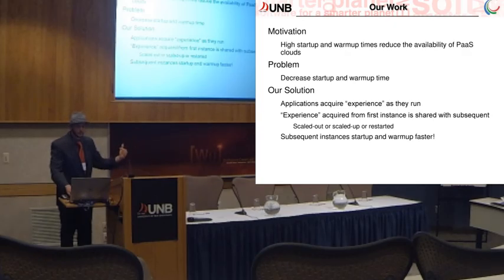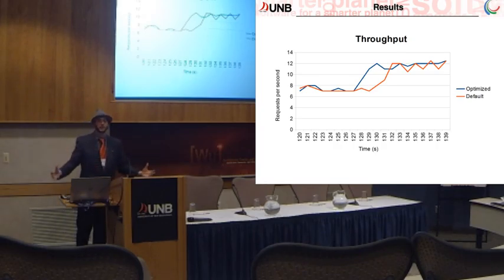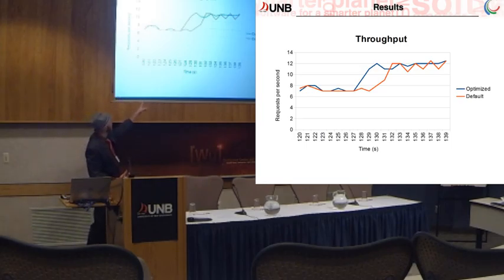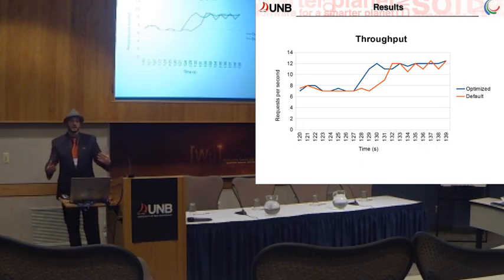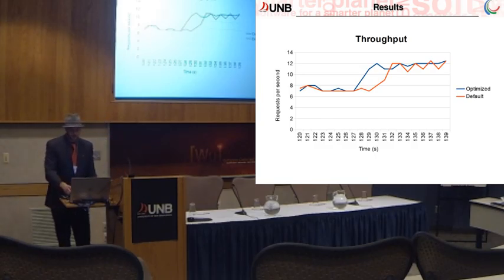So basically what we do is we have a method of capturing experience from the first application, and we're transferring this experience to subsequent applications, which allow them to start up and warm up faster. And I'm just showing here one example result. The blue one is ours, and as you can see, it's able to start something like 7 or 8 seconds faster. This is enabling better availability for the cloud because you're matching the load, and immediately you're getting back that much throughput that you need.